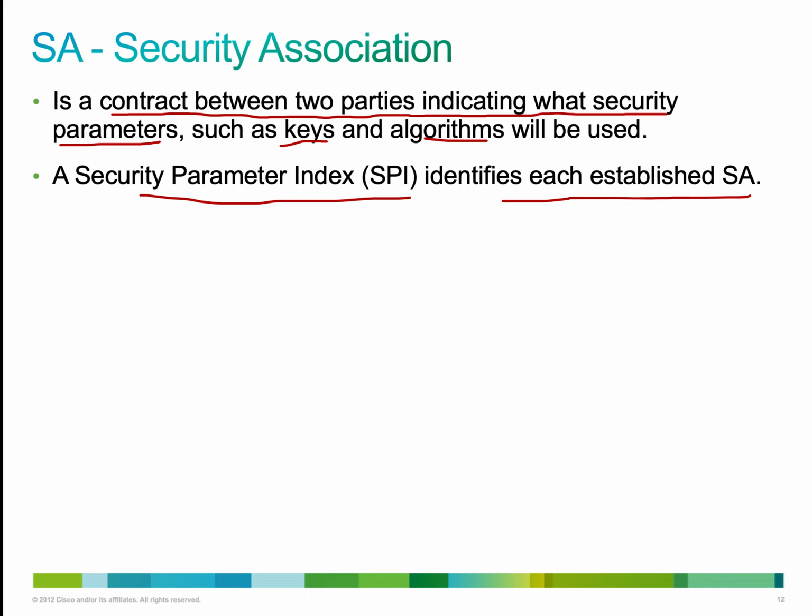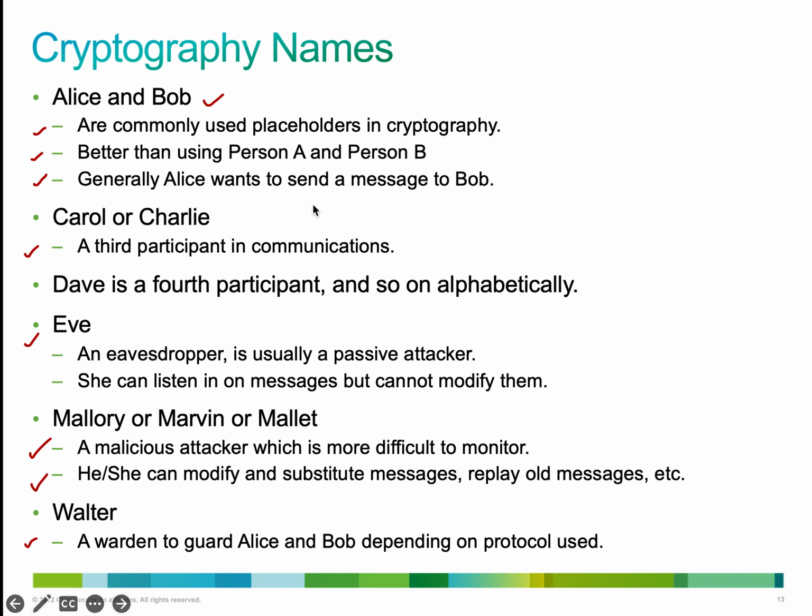And a security parameter index, SPI, identifies each established SA. So there is what we call the security parameter index that identifies the established SAs. It will show that an SA has been established between these two hosts or two parties.